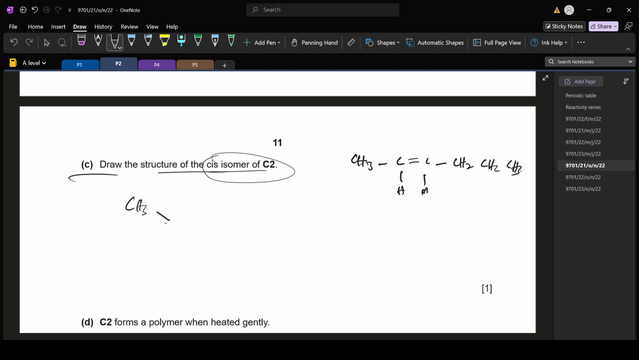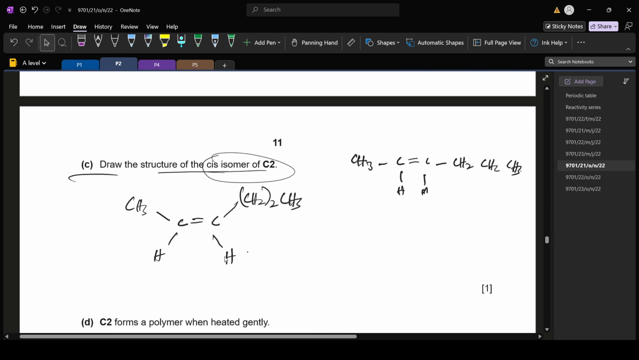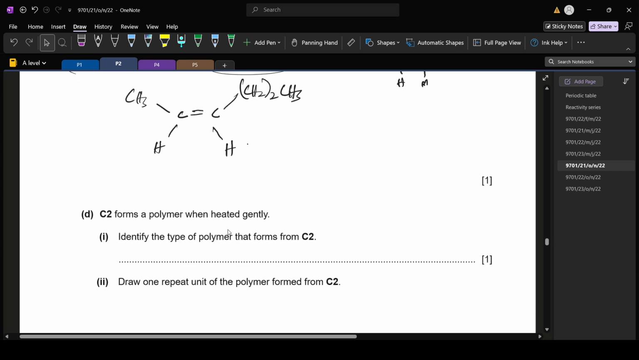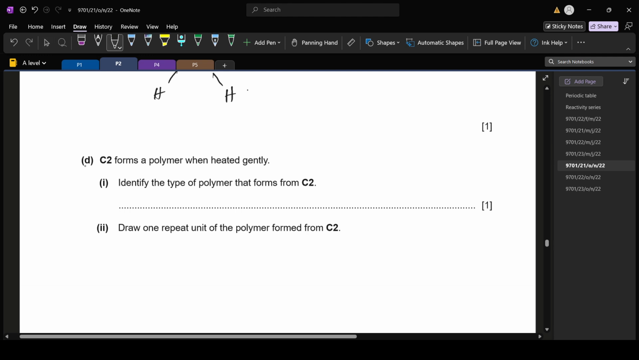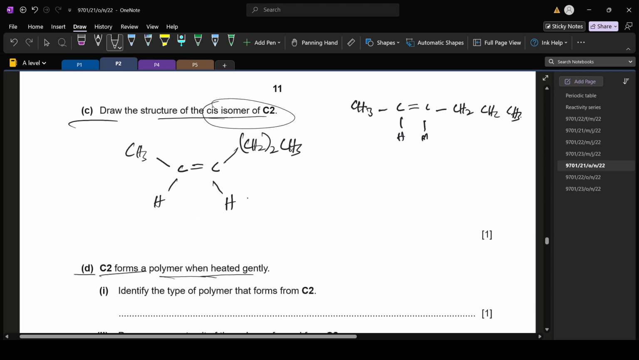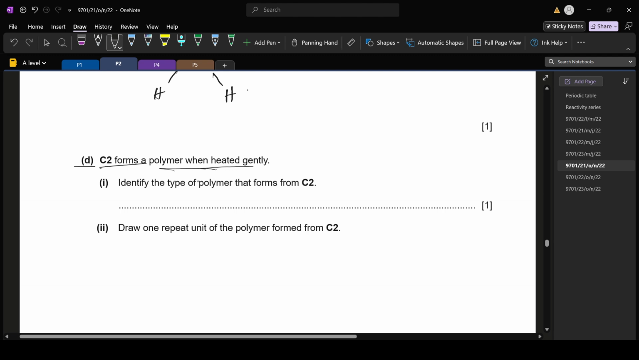So this is your cis isomer: CH3, C double bond, and you have CH2, CH3, and H, H. This is your cis structure, cis isomer of C2. And this hydrogen will be rotated upwards. Moving towards part D. C2 forms a polymer when heated gently. This is C2. It forms a polymer because it has a double bond, so it will form addition polymerization.